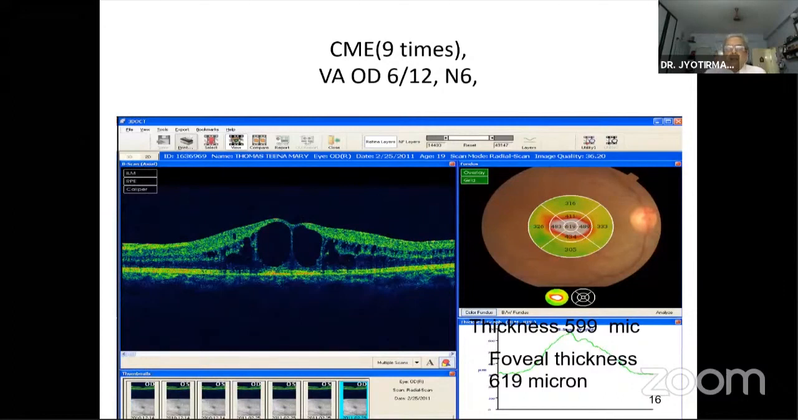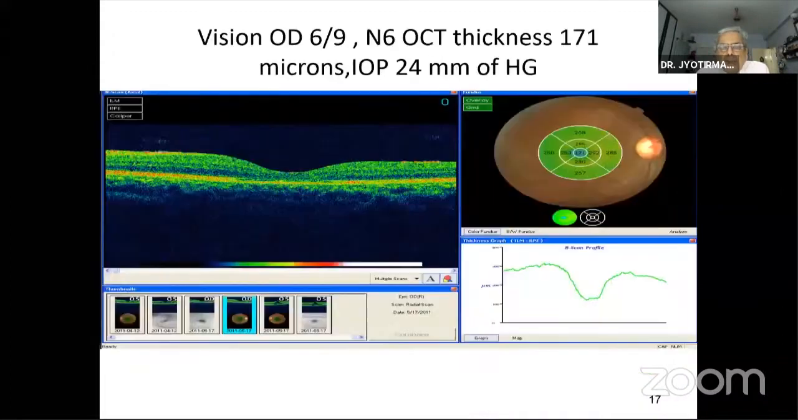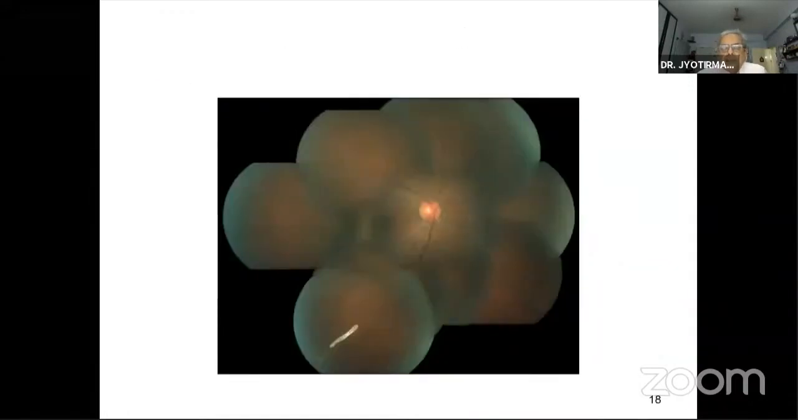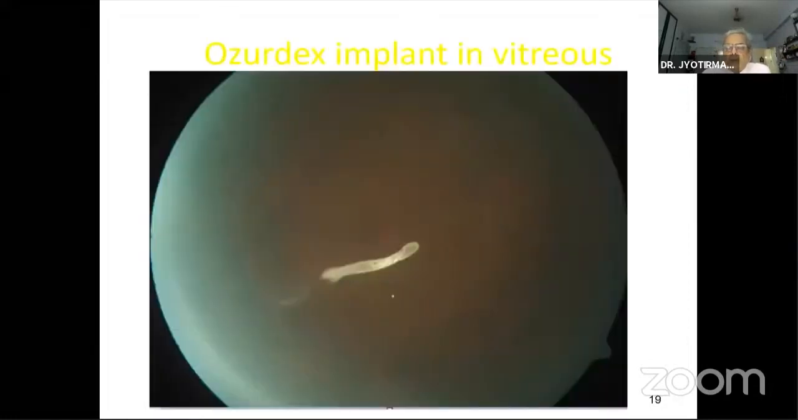So this is a case of cystoid macular edema, 9 times. Foveal thickness was 619 micron. And you can see that one single Ozurdex implant, next, has resulted in foveal contour maintenance, and the thickness has reduced from 600 to 171. Next. And this is the Ozurdex implant which you are all using in intermediate uveitis or non-infectious posterior uveitis. Next. This is biodegradable, it slowly diffuses. Next.